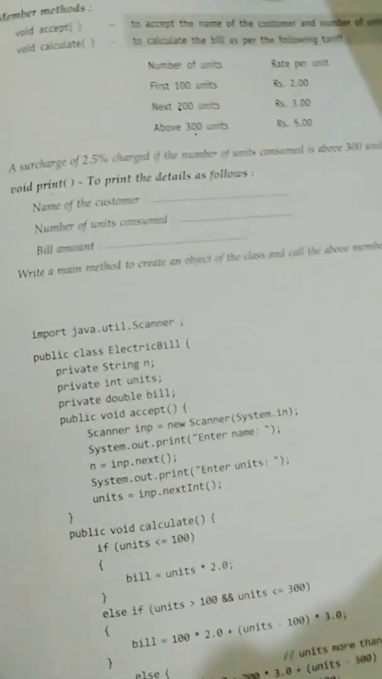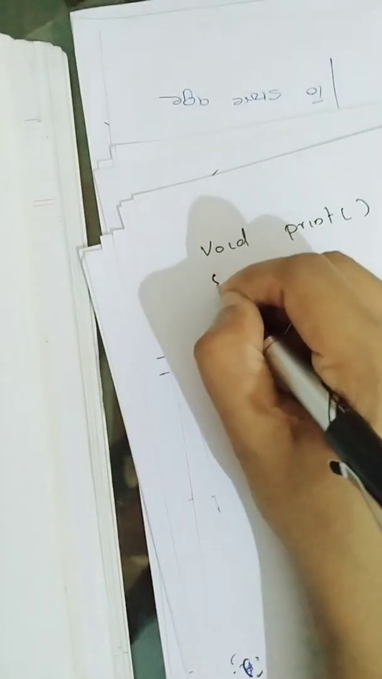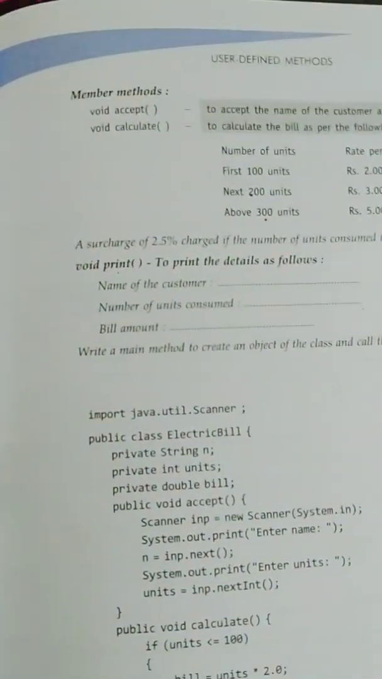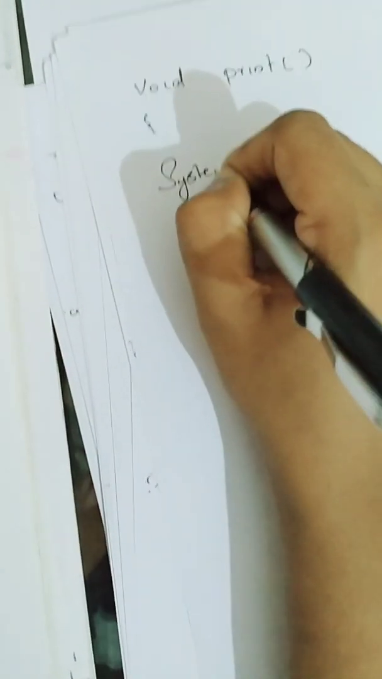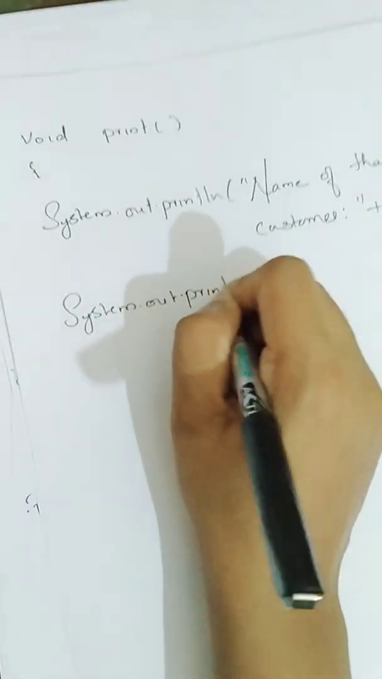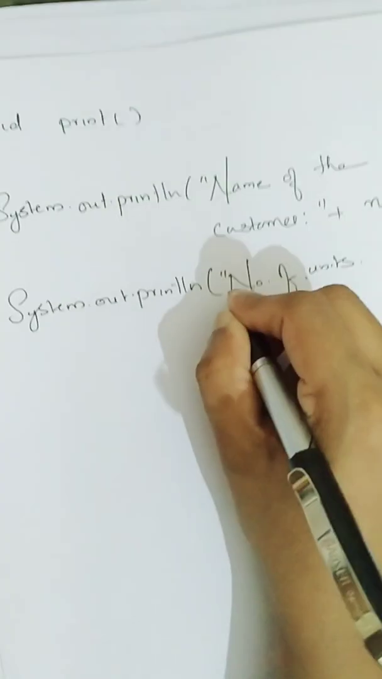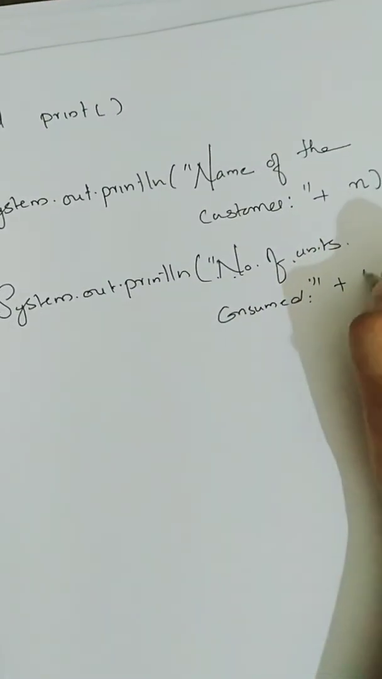Now moving to the third method, that is print. We have to print. So void print. Here we will print like this: name of the customer, number of units consumed, bill amount. So for that I will write system dot out dot println in double quotes name of the customer is equal to plus your n. System dot out dot println number. As it is, you have to write, I am writing short form. You should not write short form. Whatever they have given, you have to write as per it. Okay, I am just showing you number of units. You have to write number of units plus units.